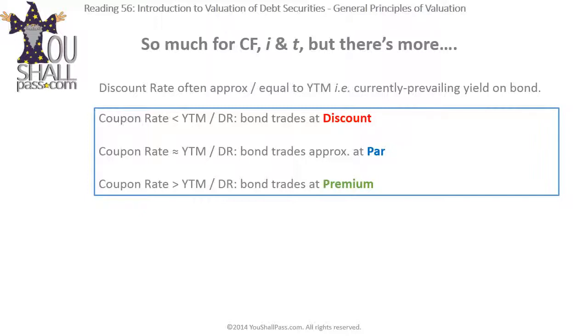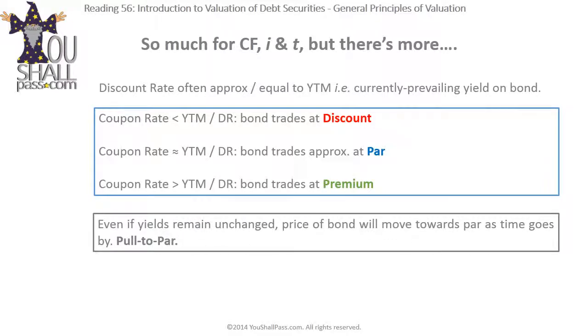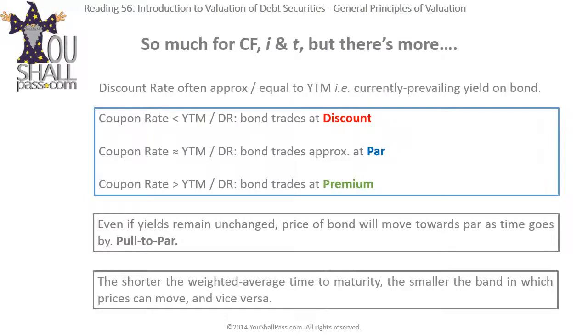And finally, the effect of time. As a bond nears maturity, its price moves closer towards par, all other factors notwithstanding. And that's called the pull to par effect. Therefore, by extension, the closer a bond is to its maturity, the less volatile its price. And that obviously means that the longer the bond has to maturity, the more volatile its price can be.